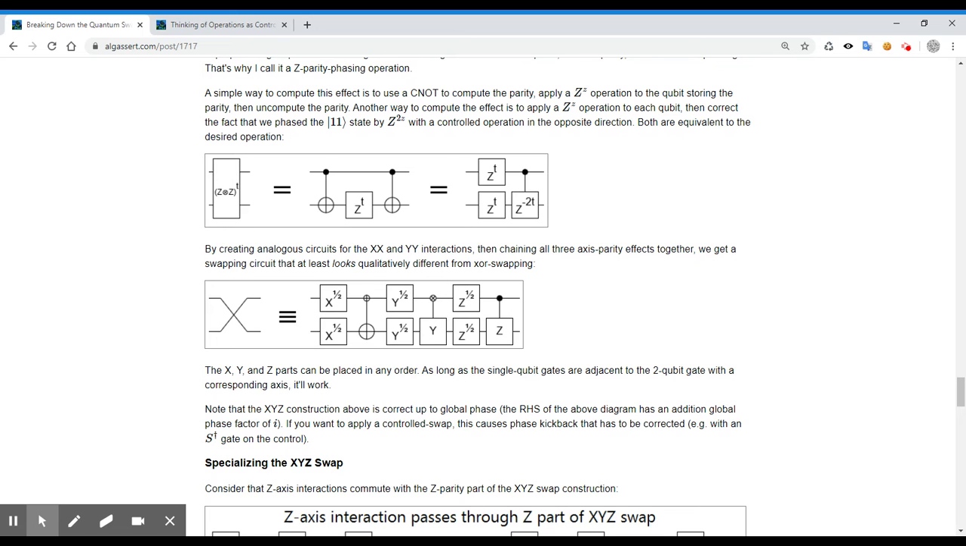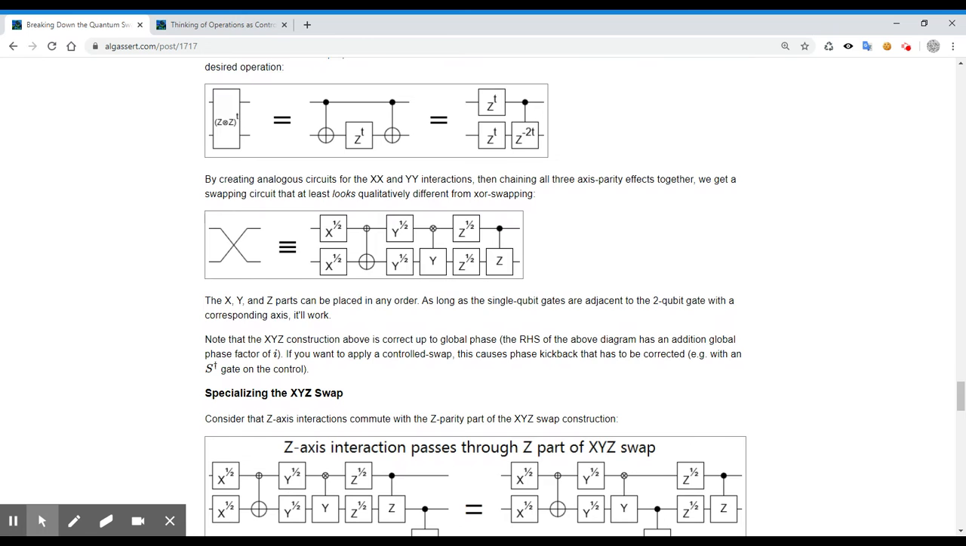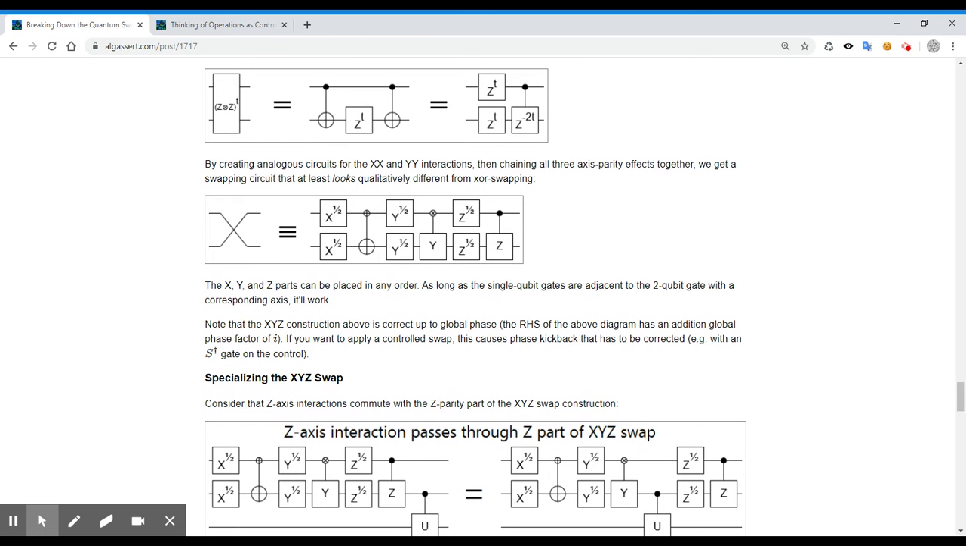What? The X, Y, and Z parts can be placed in any order, as long as the single qubit gates are adjacent to the two qubit gate with the corresponding axis, it'll work. Note that the XYZ construction above is correct up to global phase. The RHS of the above diagram has an additional global phase factor of I.